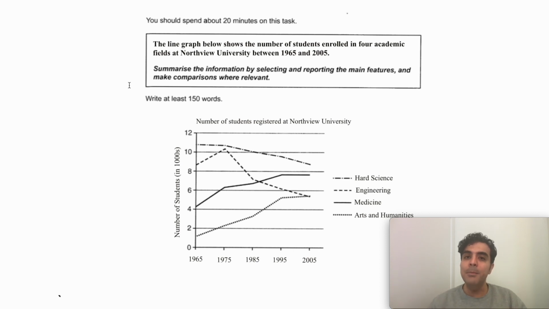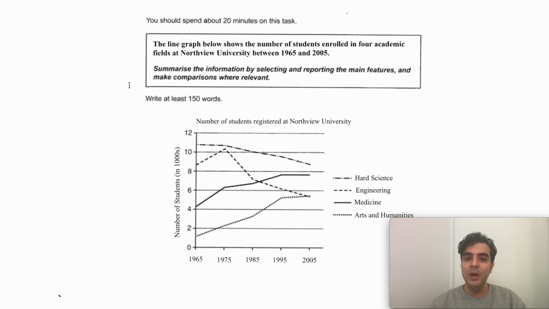So what is considered important information? As you can see, in the prompt, it says, summarize the information by selecting and reporting the main features. So one of the things we need to learn in this course is what is considered a main feature, and how can I identify these main features in the tasks and the charts that I'm given? So the ability to distinguish between what is considered an unimportant detail versus a main trend or a main feature will be an important part of your task.